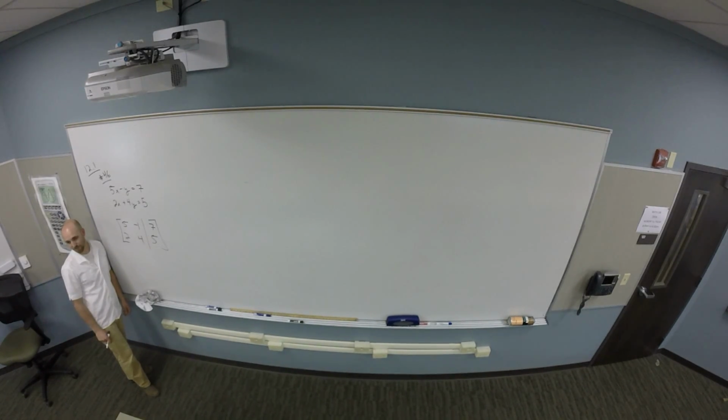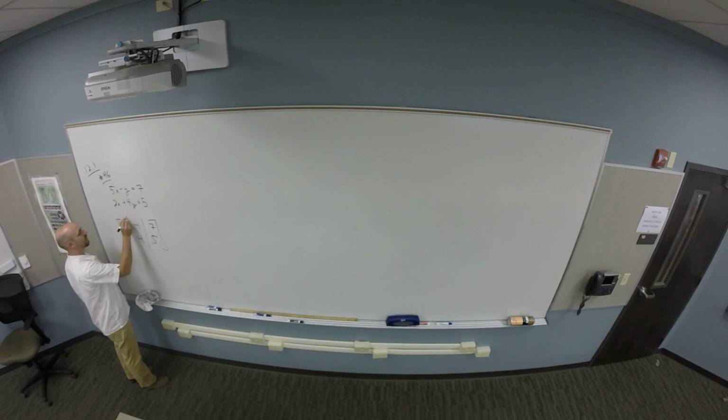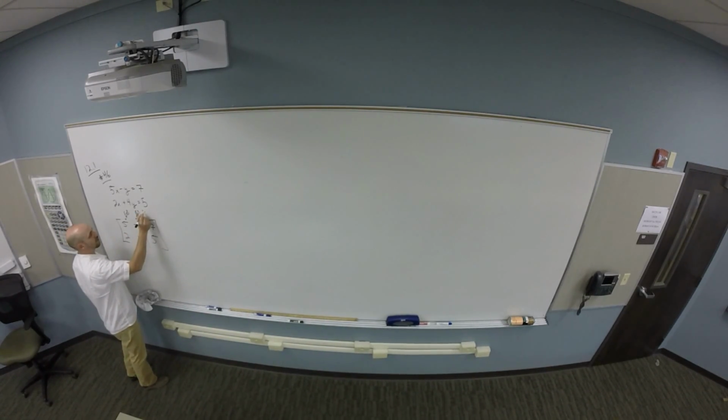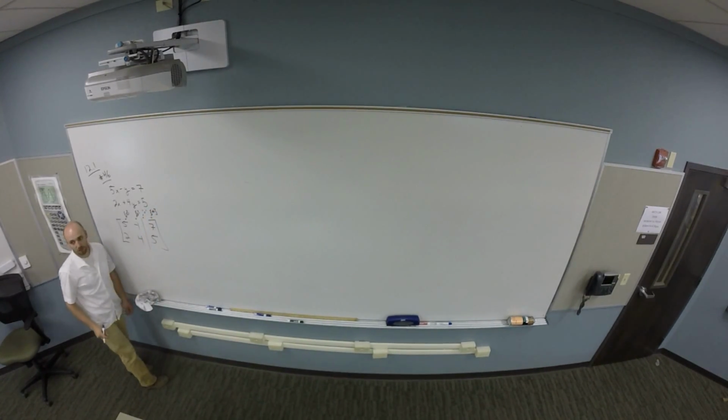Now what? First step, what's my goal? I want to get one of the variables by itself, right? What I'm thinking is this first column is the x's, this second column is the y's, this bar is an equal sign, and then this last thing is a number, right? Okay, so I want one of the variables by itself.